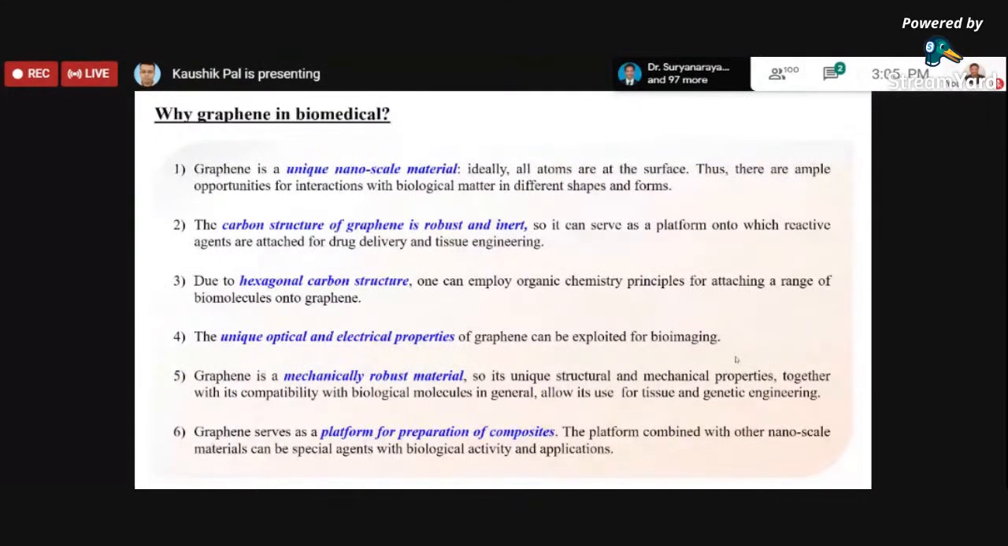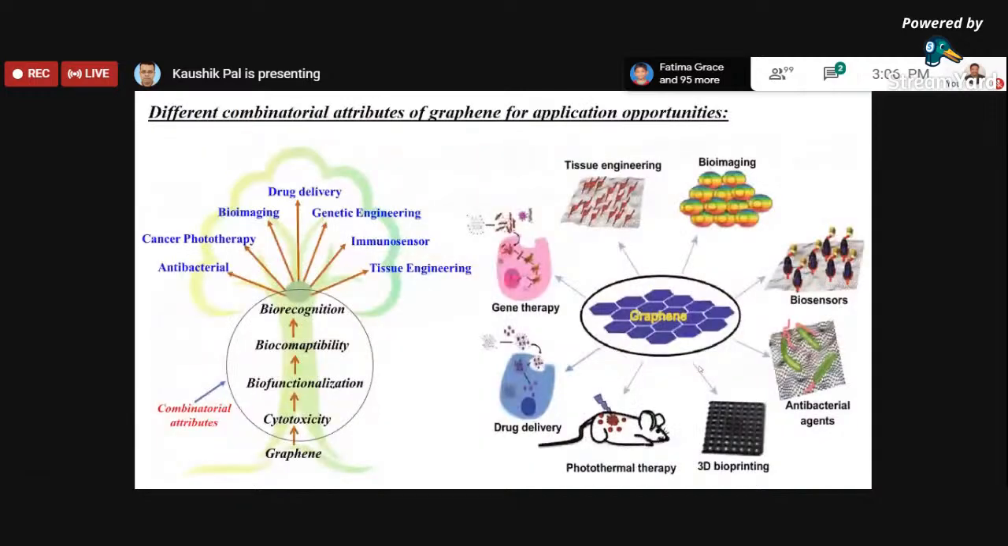Then graphene serves as a platform for the preparation of composites. The platform combined with other nanoscale materials can yield special agents with biological activity and applications. So graphene is widely used for biomedical applications nowadays. Now I can give you examples of different combinational attributes of graphene for application opportunities. Graphene has very low cytotoxicity, very good biofunctionalization, and very good biocompatibility and biorecognition.